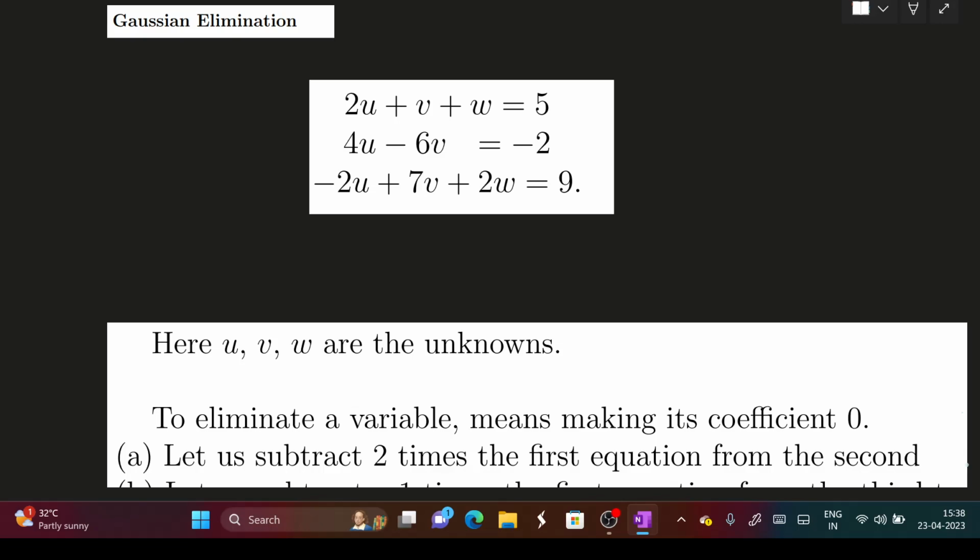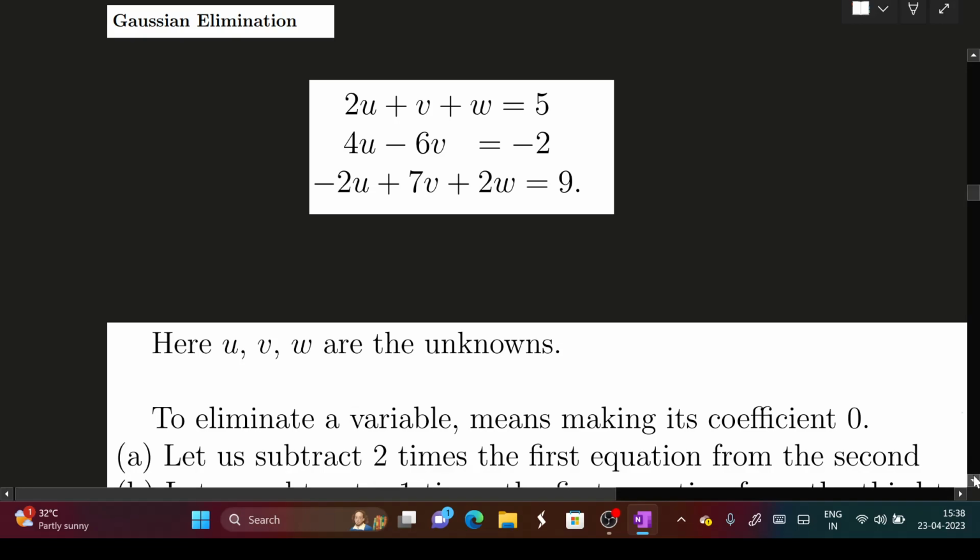If I multiply 2 with the first equation and subtract it from the second equation, my second equation's u will have a 0 coefficient. Similarly, if I add the third equation with the first equation and store the result in the third equation, then in my third equation also u will not be there because its coefficient will be 0.